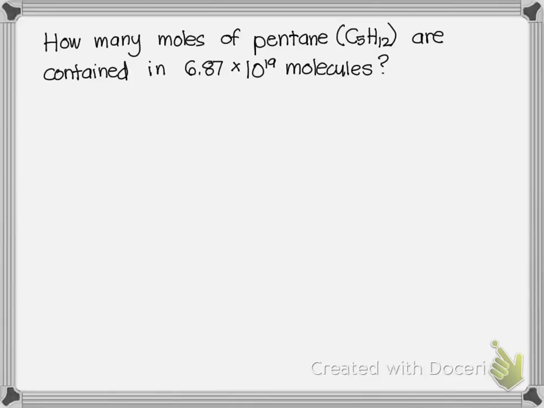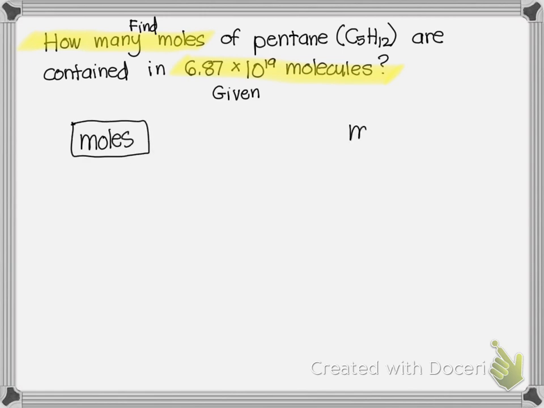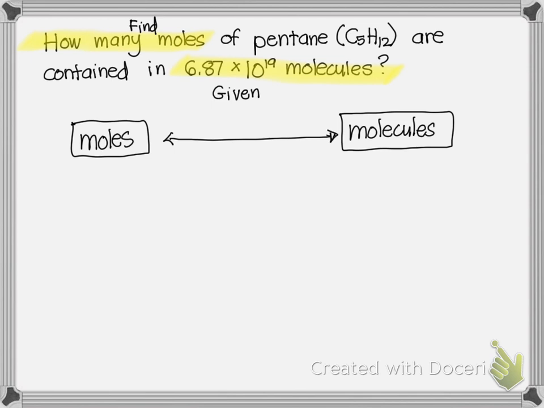The question asks us how many moles of pentane are contained in 6.87 times 10 to the 19th molecules. So it's asking me to find moles when I've been given molecules. The connection between the unit moles and the unit molecules is Avogadro's number. And you can use it to go back and forth either way.